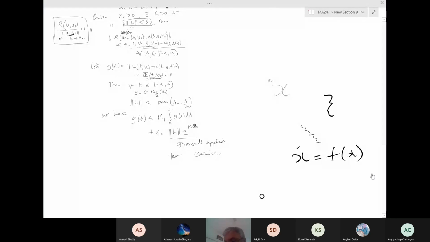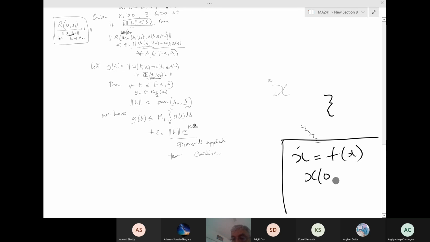For some reason the pen has become very thin. So let me just, this is better. Yeah. So we had this x dot equal to f of x. You have not shared the screen, I think. Oh, sorry. Yeah.